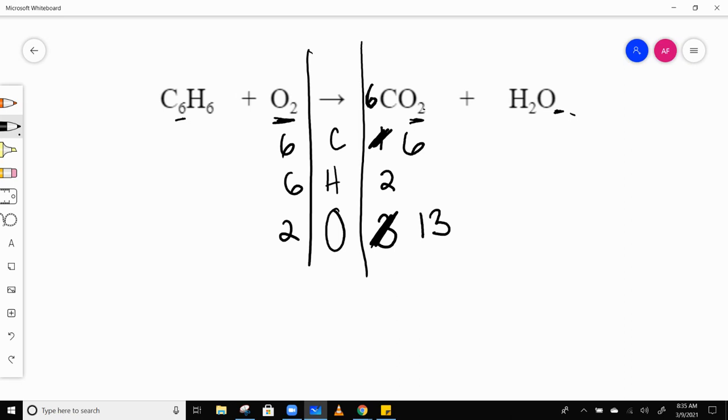Okay, now next we want to balance our hydrogens and our oxygens. Now, because of the oxygens here, there's 2 of them, right? No matter what number we multiply this by, we can't get 13. We can't get 13. Yeah, this is going to really mess us up. Okay, that's okay. We're going to power through this. We're going to figure this out. This is again where a lot of people get confused.